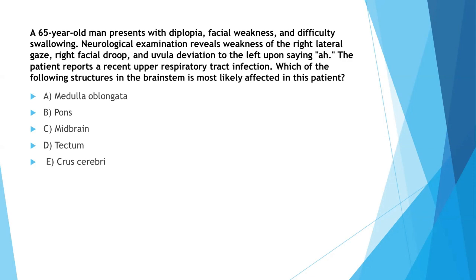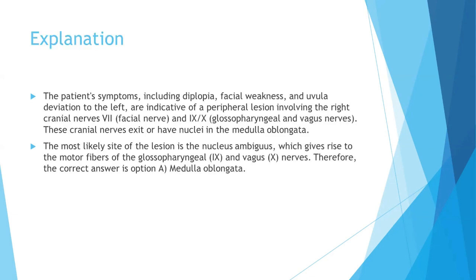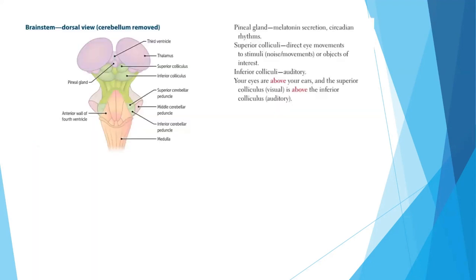The options are medulla oblongata, pons, midbrain, tectum, or cerebral peduncle. The patient's symptoms, including diplopia, facial weakness, and uvula deviation to the left, are indicative of a peripheral lesion involving the right cranial nerves, cranial nerves 7 and 9 or 10. These cranial nerves exit or have nuclei in the medulla oblongata. The most likely site of the lesion is the nucleus ambiguus, which gives rise to the motor fibers of the glossopharyngeal and vagus nerves. Therefore, the correct option is A, medulla oblongata.